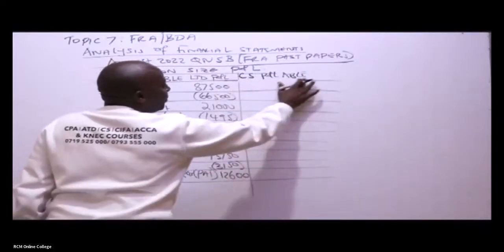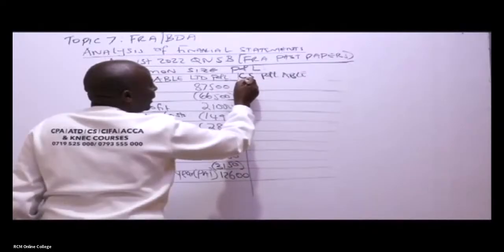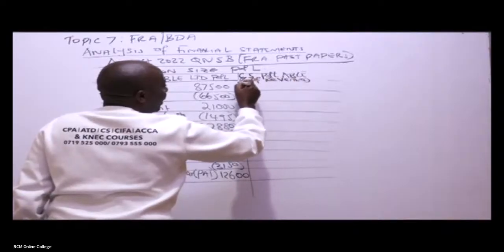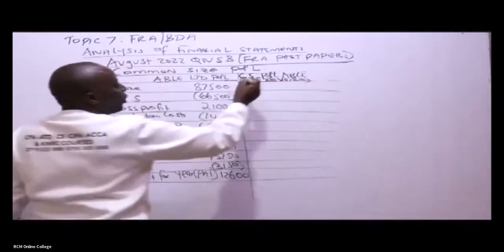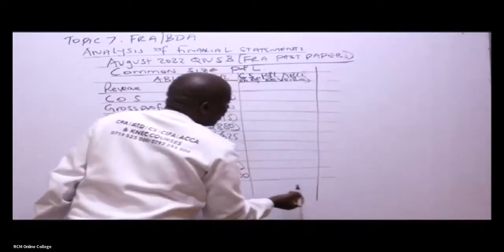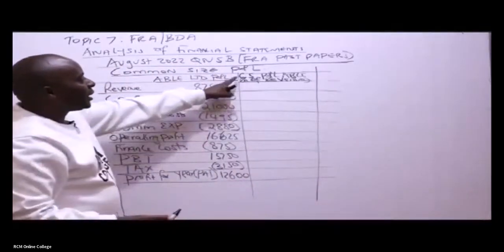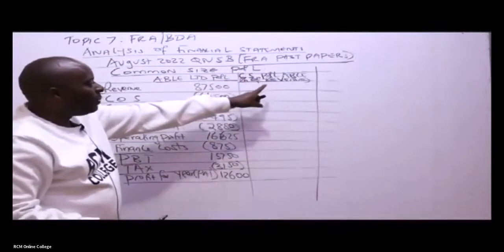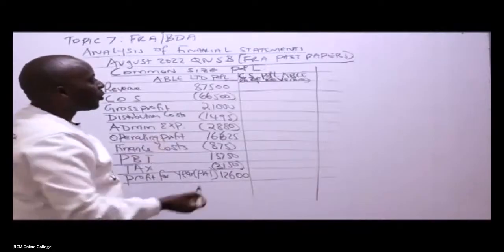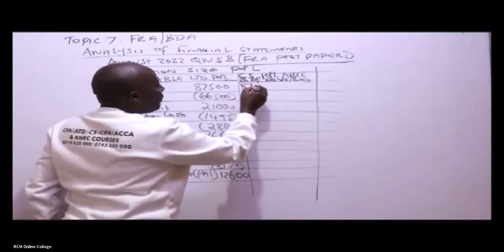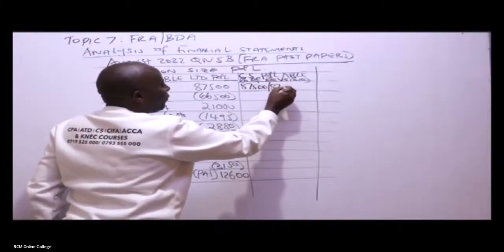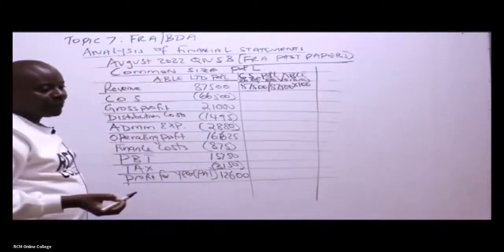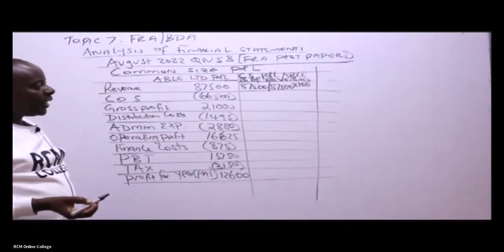So remember that this basically will be a percentage of revenue. Everything is to be given as a percentage of revenue. So let's first of all finish for ABO. CS stands for common size, common size profit and loss for ABO. Like the first one, this will be 87,500 over 87,500. Whatever I get, I multiply with 100.